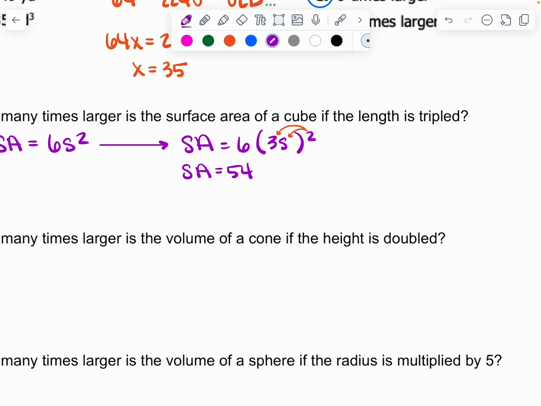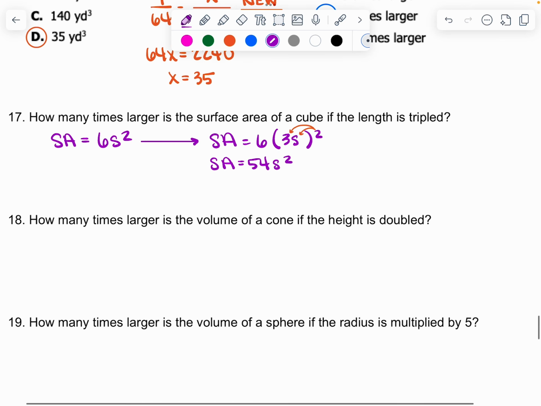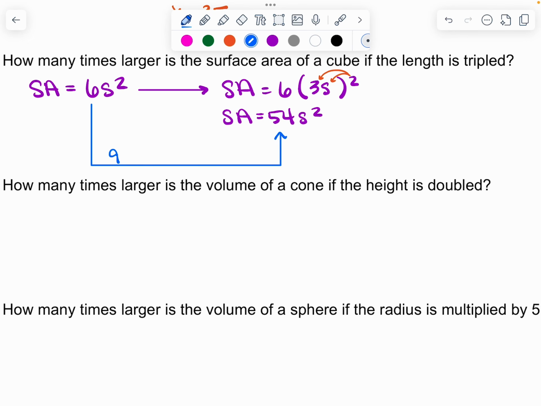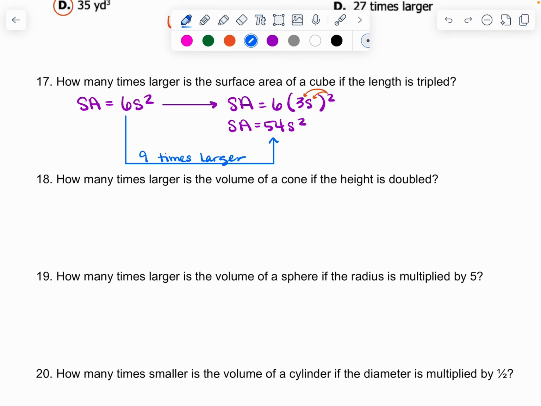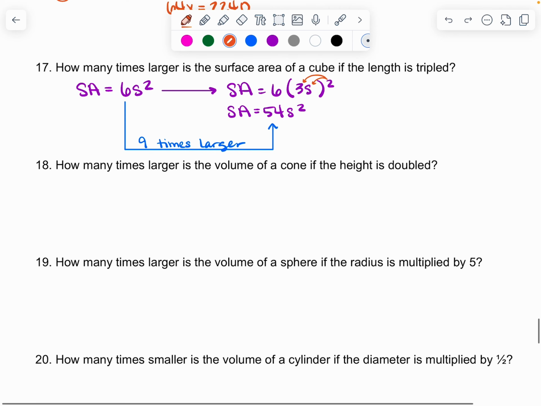If you want to finish this off, you can, right? You're going to get 9s squared times 6, which total would give you 54s squared. And when I compare 6s squared, which is the original formula, to 54s squared, I can clearly see that it's 9 times larger. But again, you don't have to do all that work. I know it's 9 times larger because the s is squared, therefore the tripling must be squared, right? All right, I'm going to keep doing all that work though, just to visually explain what's going on.